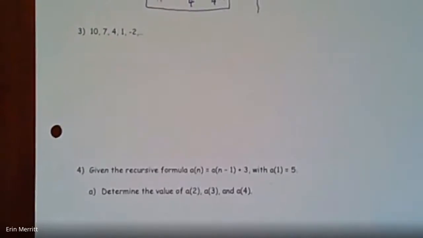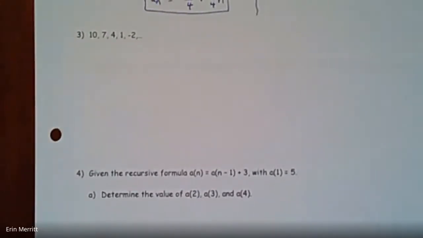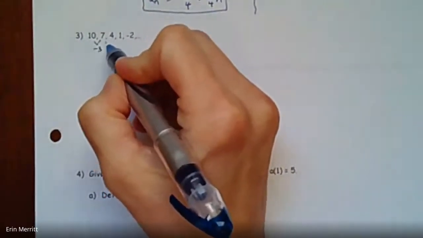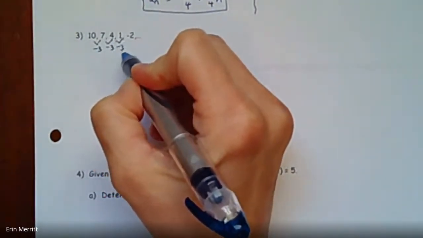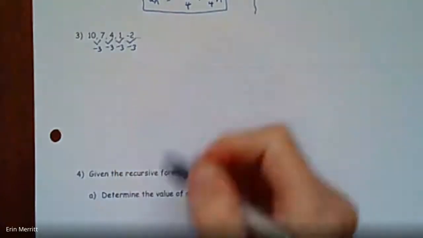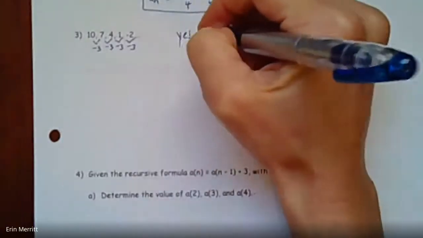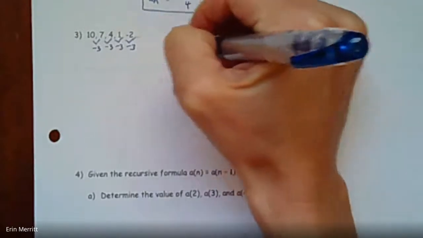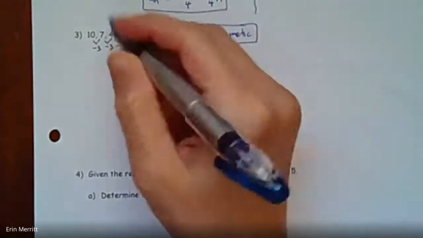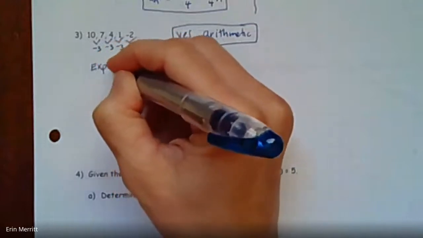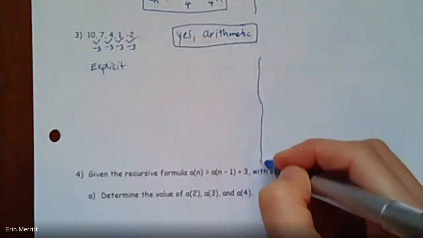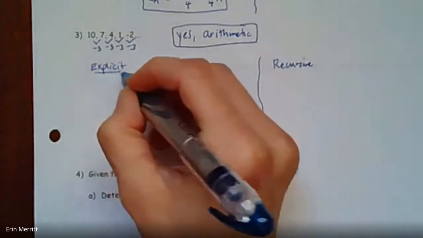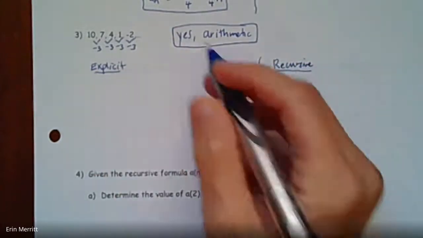You got one more practice one right here. And so if we try it, we've got -3, -3, -3, and -3. So it perfectly fits the bill that, yes, it's arithmetic. Which means let's do the same thing again. Explicit over here, recursive. All right, same formulas again.